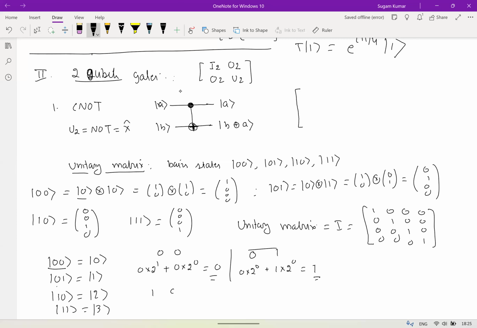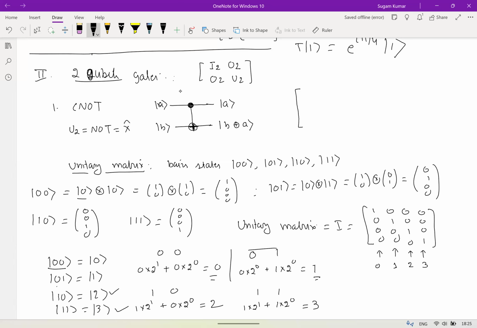Similarly, you can look at 1, 0. It means 0 into 2 power 0 plus 1 into 2 power 1, nothing but a 2. This is why I'm writing 2 here. And look at the last one, 1, 1 means 1 into 2 power 0 plus 1 into 2 power 1, nothing but a 3. So you are converting this binary into decimal numbers. Here, this one corresponds to decimal 0, this one corresponds to 1, this corresponds to 2, and this corresponds to 3.